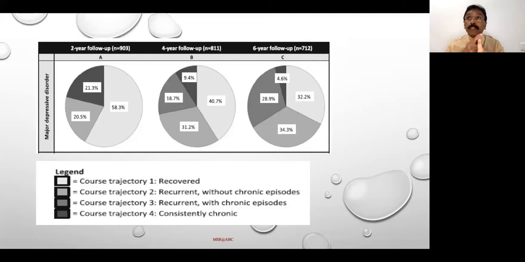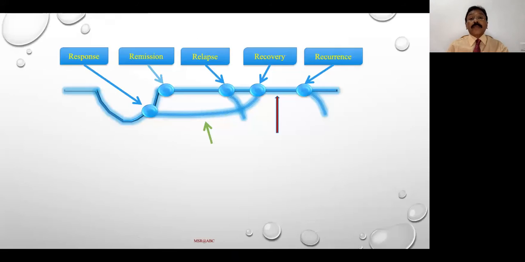there's a recurrence. Out of these recurrent episodes, at least one episode is chronic, not all. And only 4% are chronic, continuously from day one till now, which you call a persistent depressive disorder. Previously, we used to call them dysthymia or whatever it is. This is what it is. With this background, we have to look at how we administer antidepressants.